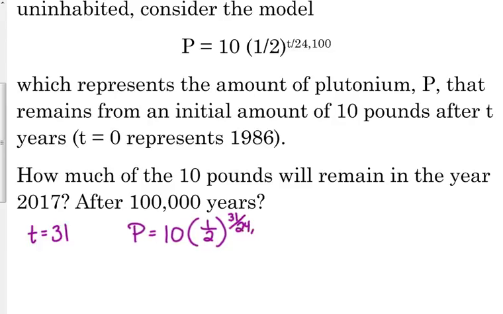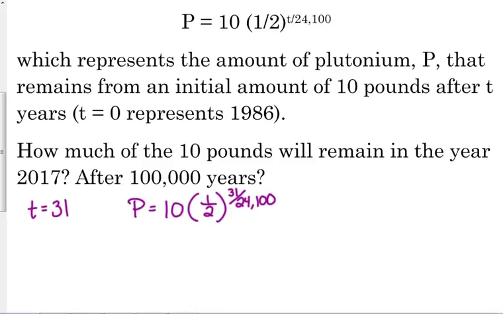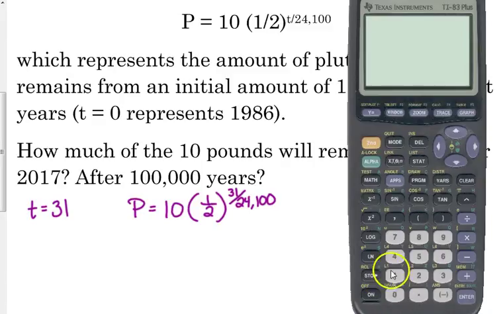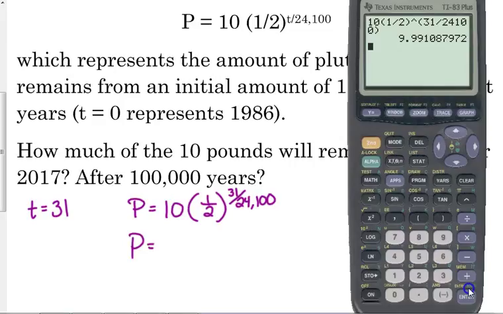Okay, anyways, we're plugging in 31 for t. Let's see how much plutonium is still hanging out in Chernobyl. 10 times parentheses 1/2 to the parentheses 31 over 24,100. Wow, it hasn't decayed very much. 9.991 pounds. So less than a tenth of a pound has decayed. That's not very good. Still hanging around.